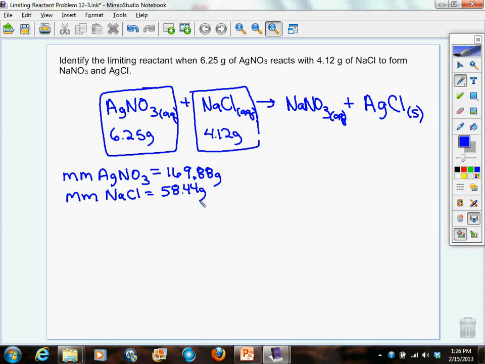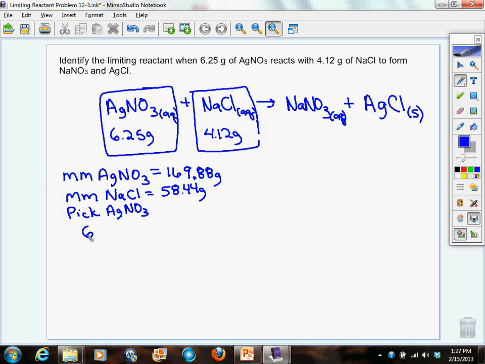Now in this one, you notice, you have 2 knowns and no unknown. What you want to know is which one's the limiting reactant. So what I'm going to do is just pick one to start with. Doesn't matter which one. And I'm going to call my other one my unknown. So for me, I'm going to pick, to start with, silver nitrate. And let's see what we get. You could have started with sodium chloride, but I'm just going to start with this silver nitrate.